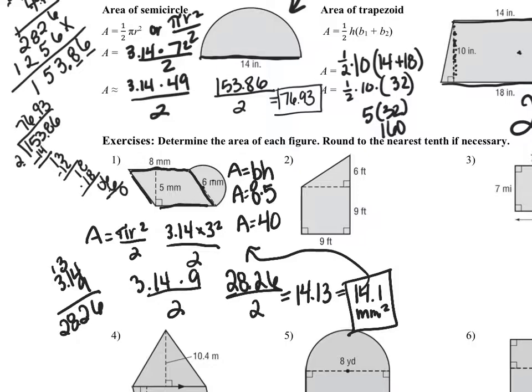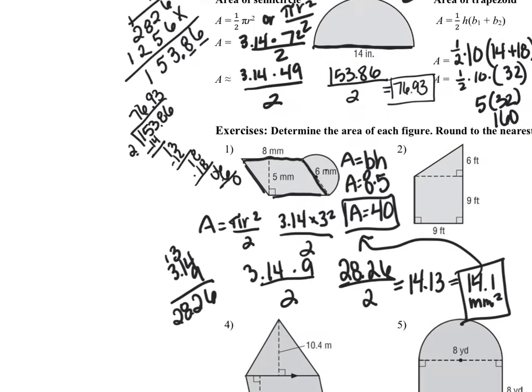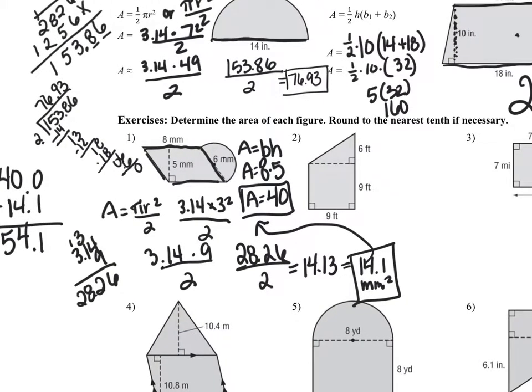So now I have two answers. Okay, what am I going to do with those answers? Add them. I'm going to say 40 plus 14.1. So 54.1 millimeters squared.